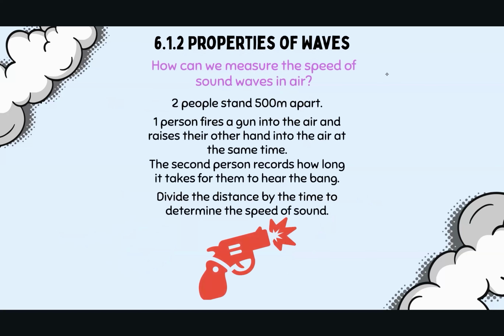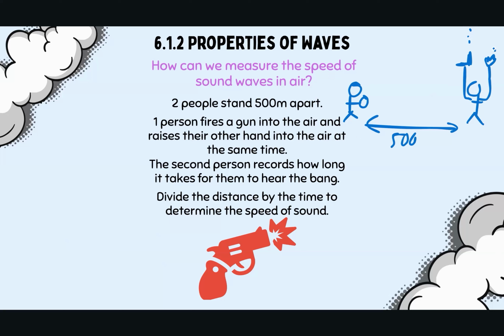Okay, how can we measure the speed of sound waves in air? So one thing you can do is get two people to stand 500 meters apart. One person fires a gun into the air and raises their hand into the air at the same time. So they've got their gun and they stick their hand up at the same time. Now the second person records how long it takes for them to hear the bang.